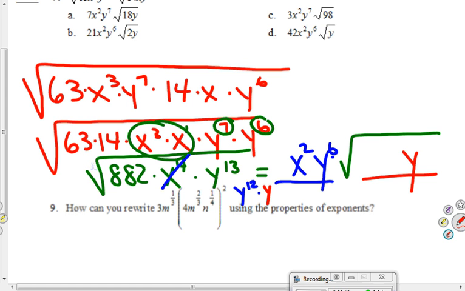As I look up at my answers, I'm down to B and D as the two possibilities. Okay? D would be correct if the square root of 882 is 42. Is it? No, you could try it on your calculator. The square root of 882 is not 42.